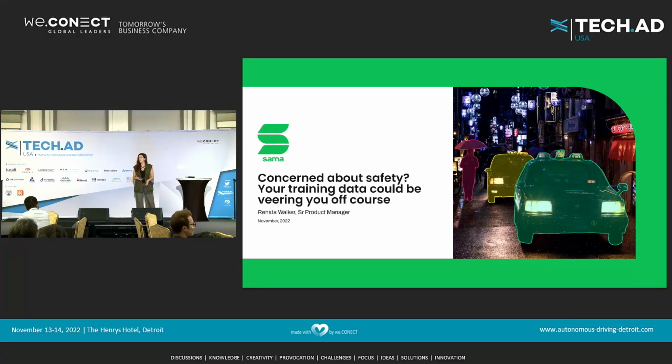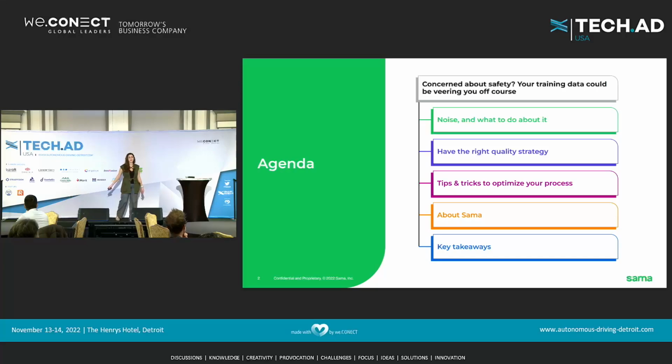But now that I broke the ice with you guys, I'm going to be talking about training data, right? But the biggest part of it is how important your training data is to ensure that you have good quality. And if you don't have that good quality, how that can be veering you off course. And that's a catchy title because it's funny, but maybe not for everyone. But either way, the first thing that I'm going to be talking about is going to be noise and what you should be doing about it. What can you do? What can you not do about the noise?